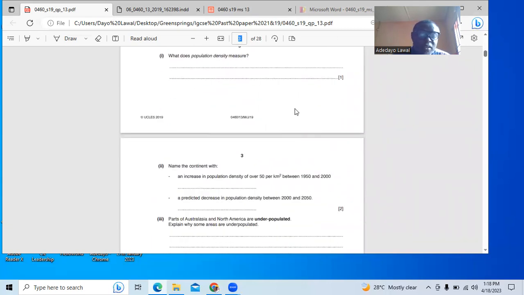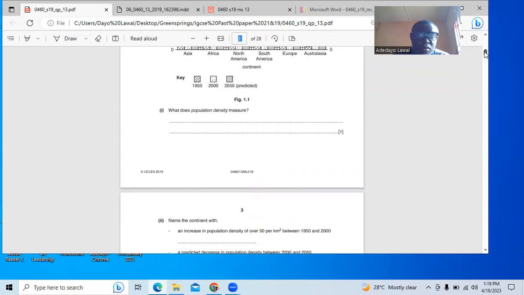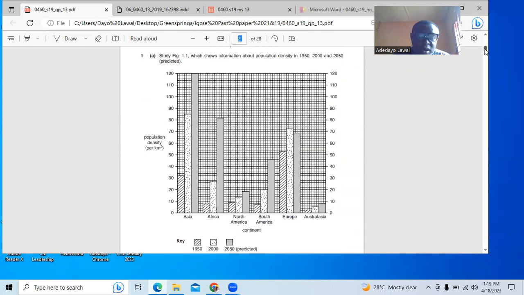Now, name the continent with an increase in population density of over 50 per kilometer square between 1950 and 2000. Now, you have to look into this graph and tell. So 1950 is the key, 2000 is the key. If you look at it, Asia has about 32 people per square kilometer. And in 2000, they already have like 85. So I think the answer might be Asia.